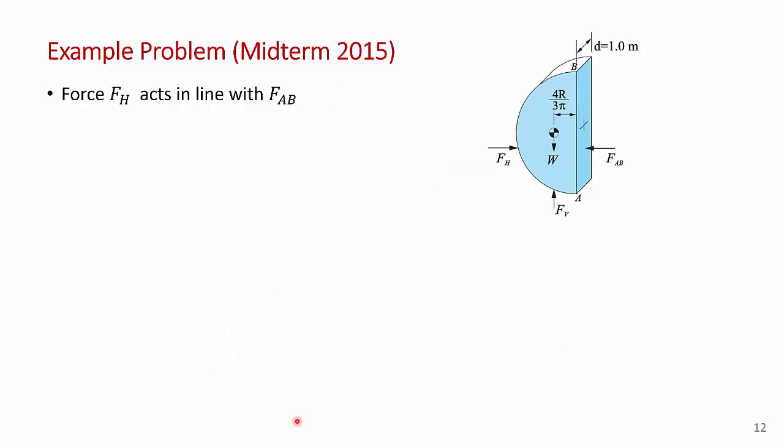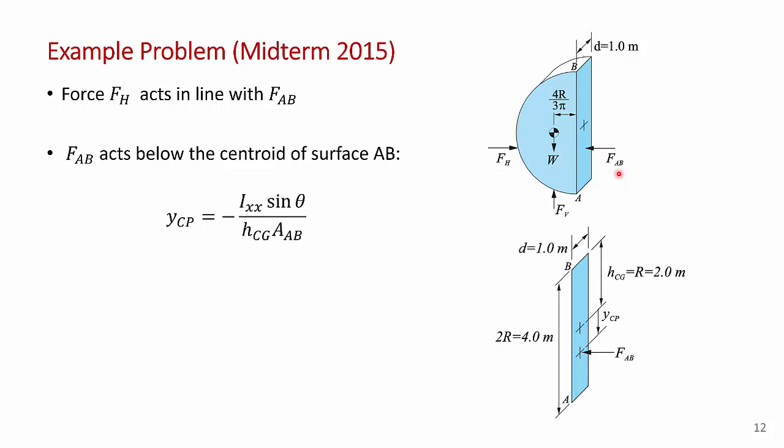And we treat, of course, AB as a plane surface. So it's using the methods for a plane gate that we learned in a previous video here. We can get the location of FAB. It acts below the centroid of surface AB by a distance of minus IXX over sine theta times the height of the center of gravity and area. Now, in this case, it's a vertical gate, so theta is 90 degrees. The surface meets the free surface at an angle of 90 degrees.